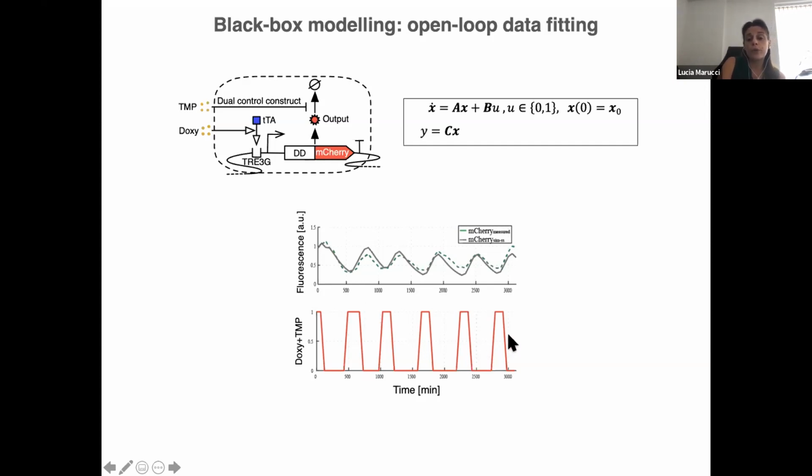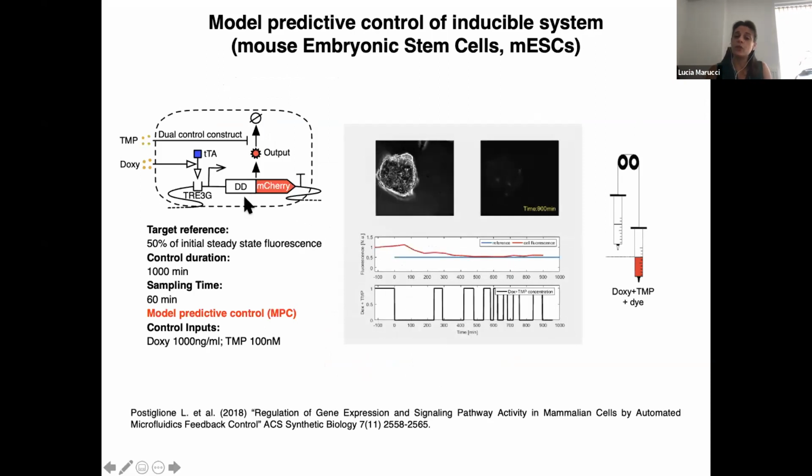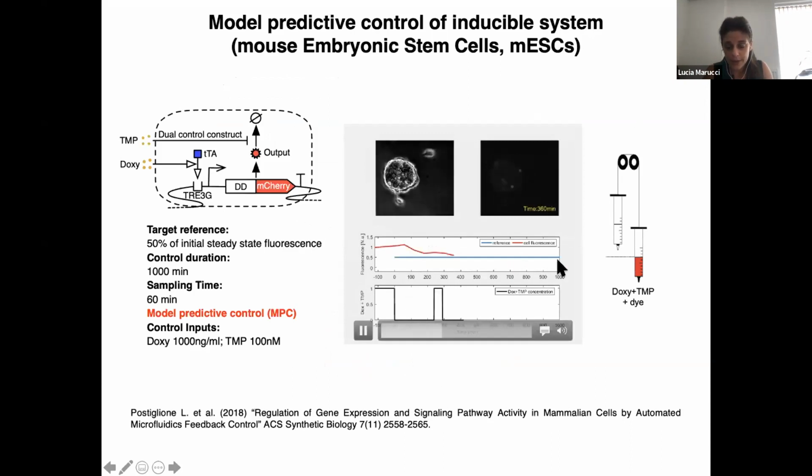What we did was to perform firstly some open loop experiments in which we provide to cells a priori determined inputs, so basically a combination of the two drugs, dox and TMP, that activates our output. We measure the output, and then we fit some very simple linear state space systems, which gave a decent fitting that was also good enough at the time of performing, on the same cells embedded in this construct, model predictive control, again with the set point reference.